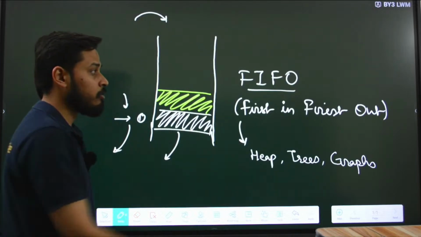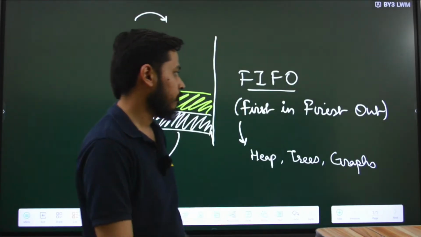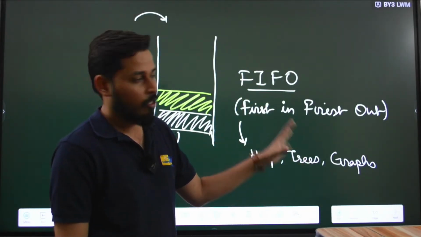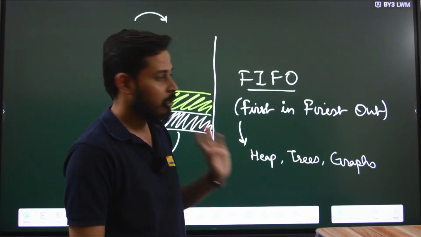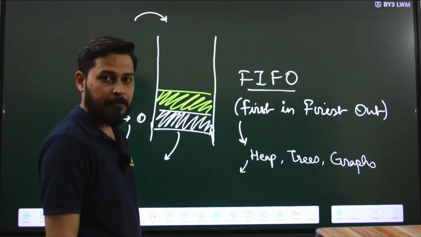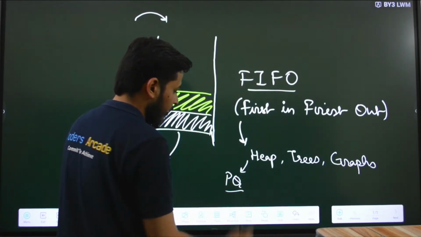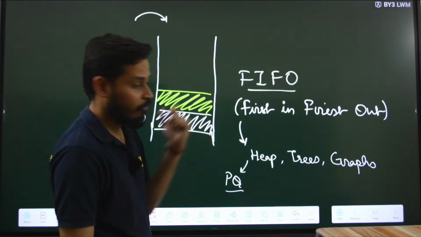Well, the concept of FIFO, first in first out, is very much used in other data structures in future. So it is very important for us to know and use. Well, if you ask where, in the heap data structure we create priority queues, and that's a type of queue itself which implements the concept of first in and first out.